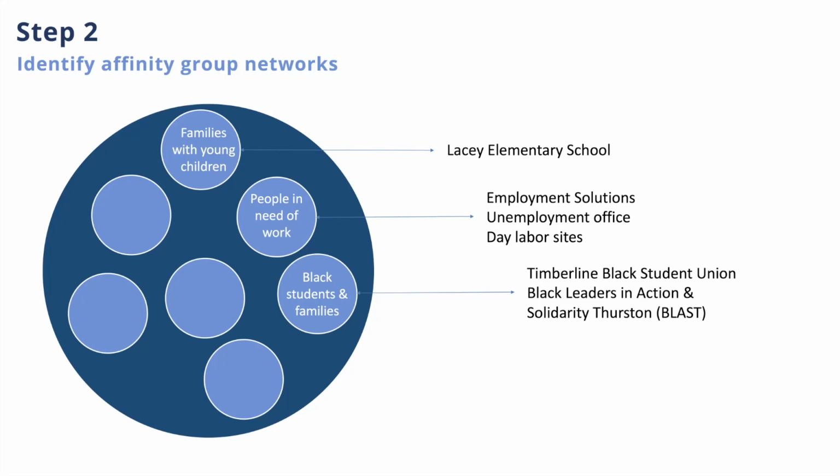For this step, then, you want to review the list of affinity groups from step 1. Think of all the ways they're connected as a group and identify 1 or more major networks for each one. If you're really struggling to think about how a particular affinity group is connected to one another, it is possible that they aren't. They may be more isolated. Be sure to note this.